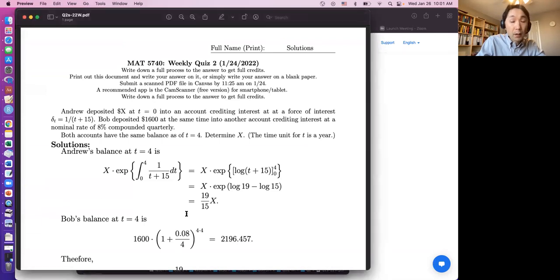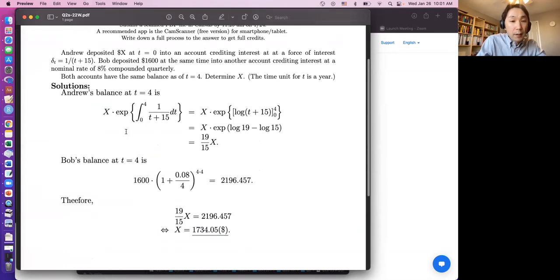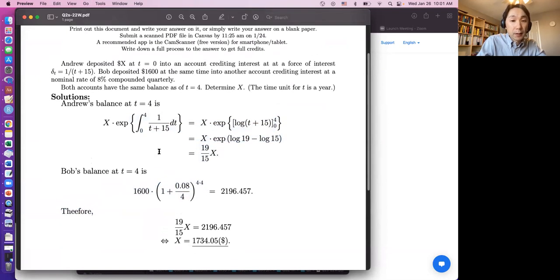So basically, if the force of interest is given, then you have to integrate it from the starting period to the end period. If we integrate, this becomes log of t plus 15. So we plug in 4 and 0, then this becomes 19 over 15. And the other one is just the compound interest rate.